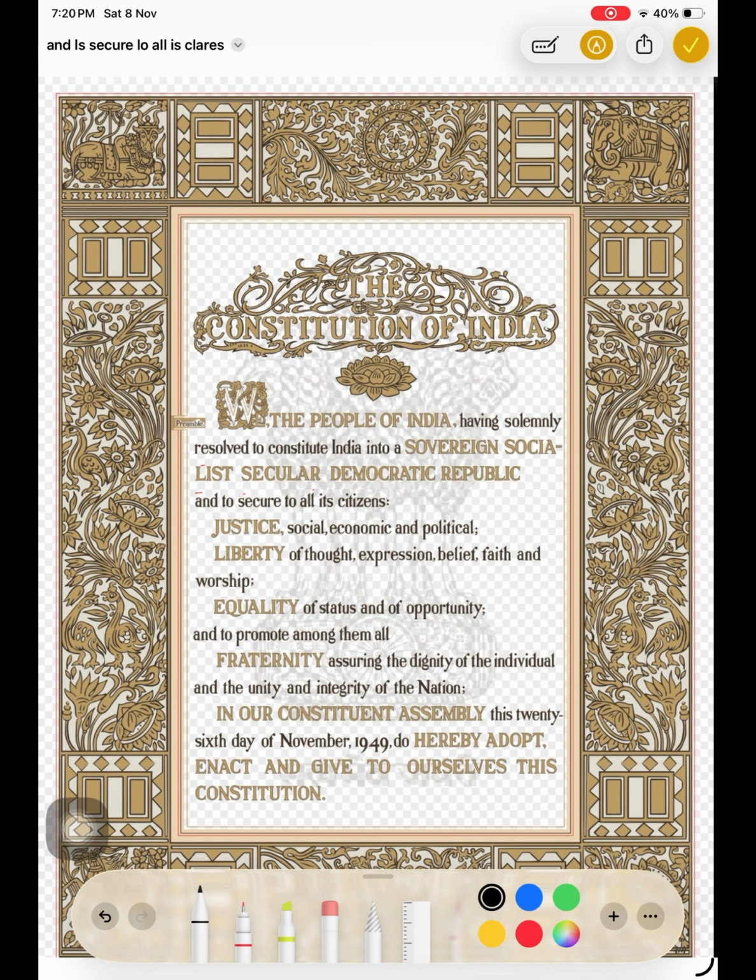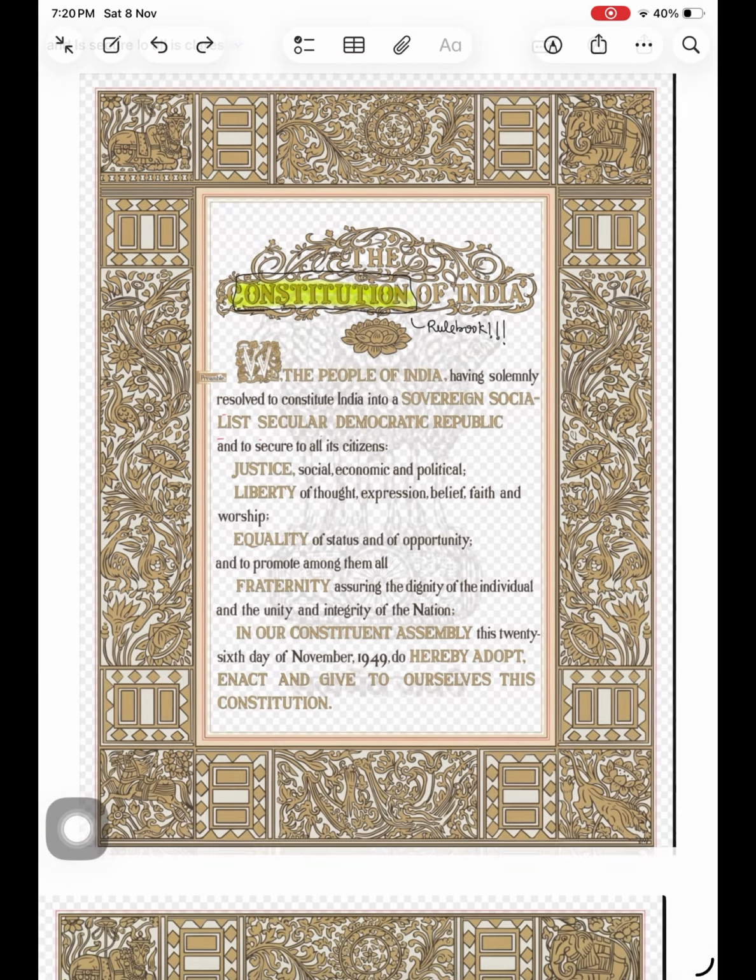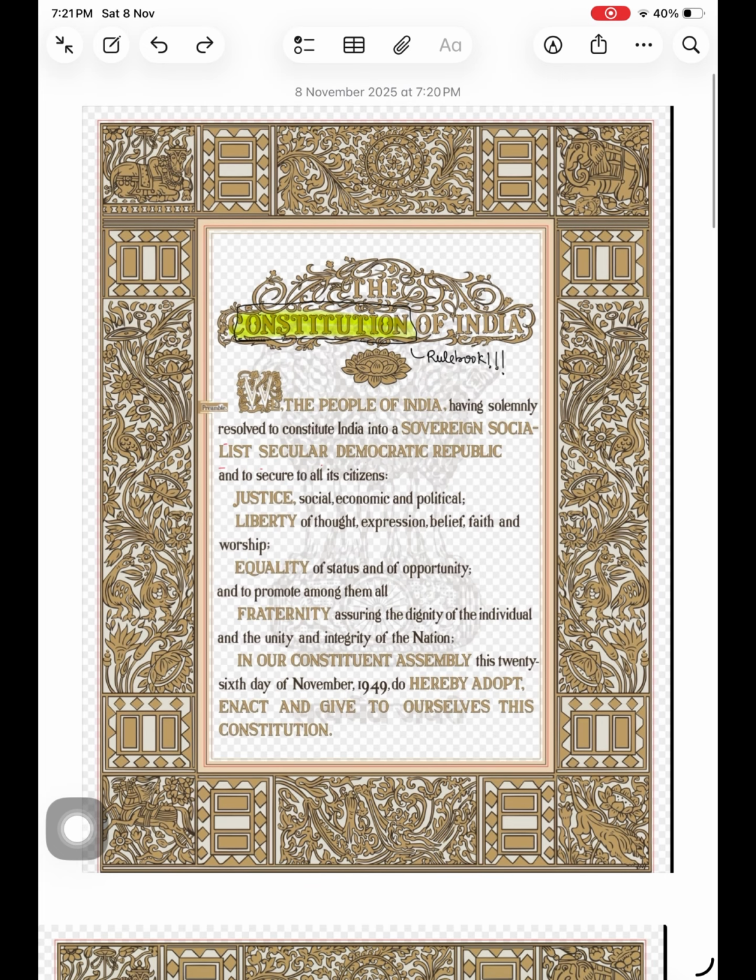Today, we are going to learn about the preamble of the Indian Constitution. But before that, let's quickly understand what is a constitution. The Constitution is the supreme law of our country. It is our rule book. It tells us how India is governed, what powers our leaders have, and what rights we, the people, enjoy.